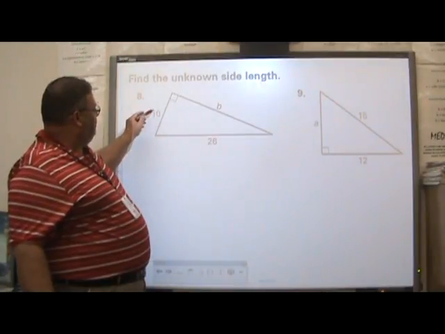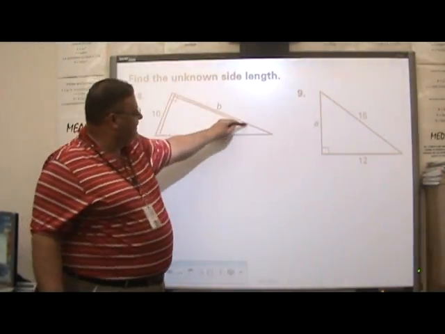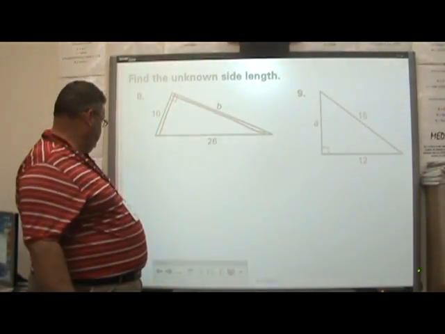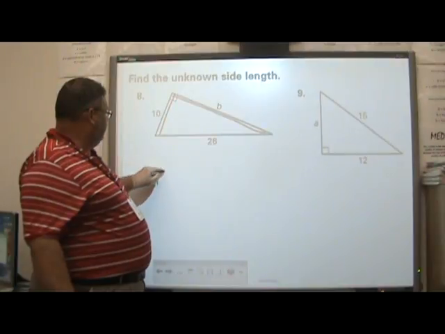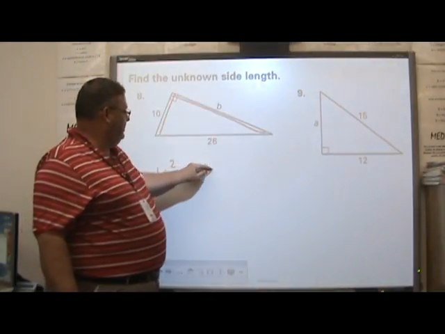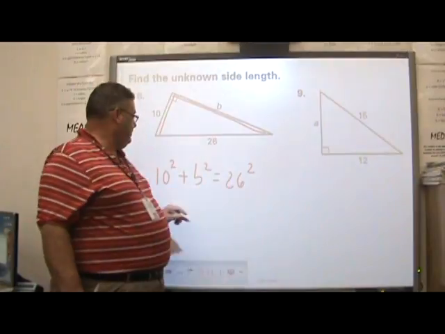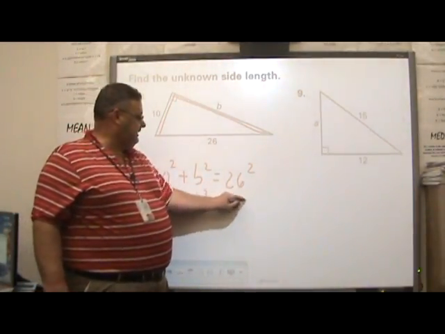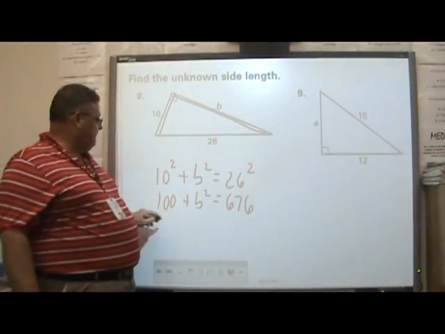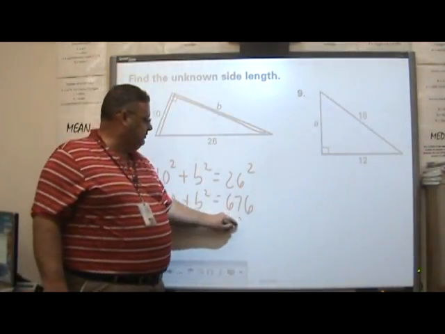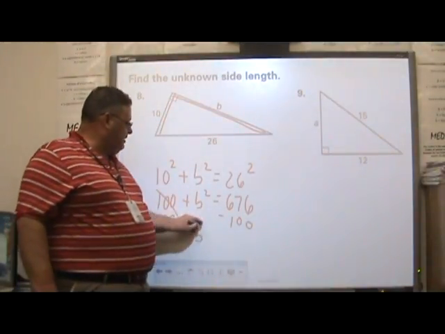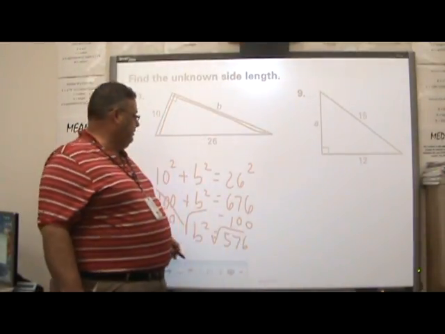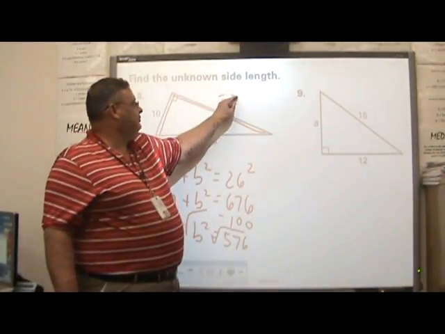All right, if you notice this time, we're missing a leg. But they're giving us C. So I would still set it up: 10 squared plus b squared equals 26 squared. This is 100 plus b squared is 676. So I want the b by itself, so I'm going to subtract the 100 from both sides. What I do to one side, I do to the other. So b squared equals 576. And this, take the square root, and the square root of 576 is 24.